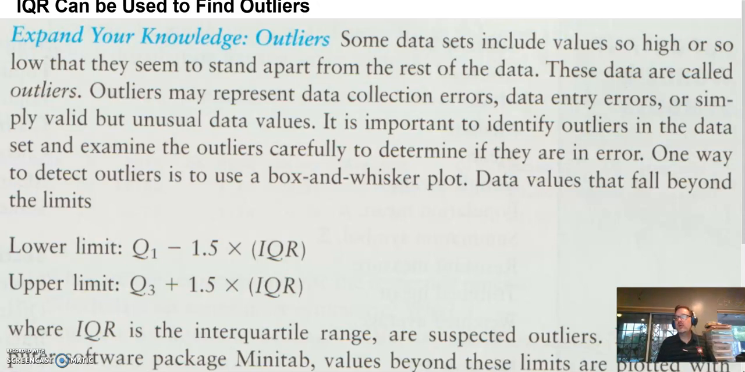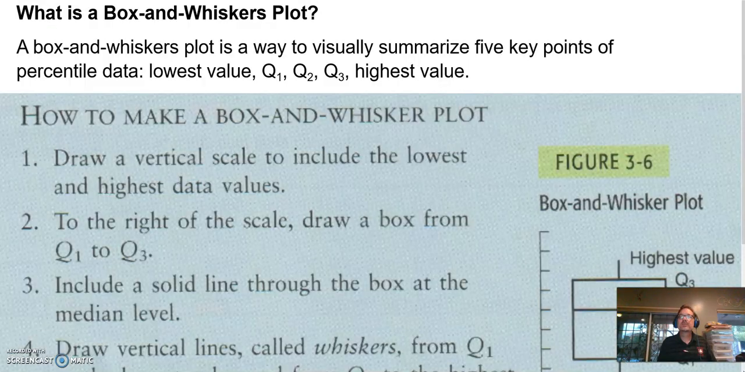We're going to use the IQR to find outliers by using these formulas. This is what you need to know. To find our lower limit, anything below this number, first quartile minus 1.5 times the IQR, anything lower than that will be a lower outlier. Anything above this is an upper outlier: the third quartile plus 1.5 times the IQR. This is what you need to write into your notes.